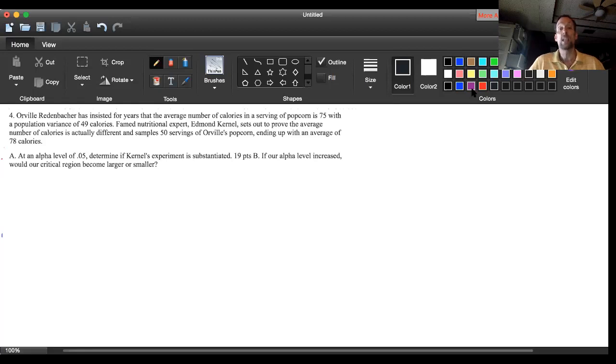So our nutritional expert ends up with a sample of 50 servings of popcorn, and they found 78 calories. So we have to figure out, was the 78 calories actually different than the 75? Is it significantly different, meaning beyond what you can explain with sampling error?